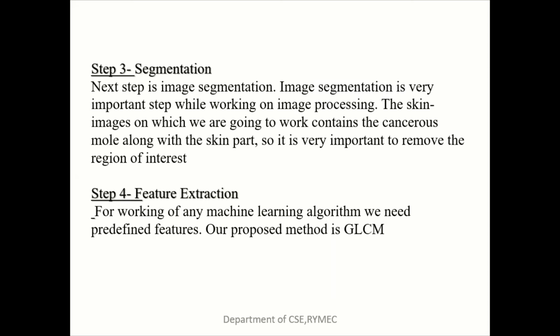And in the feature extraction, which is the next step, we make use of a machine learning algorithm where we need to predefine the features. The proposed method here is GLCM, which stands for gray level co-occurrence matrix. The gray level co-occurrence matrix is created by the graycomatrix function. It takes two values, which are i and j.